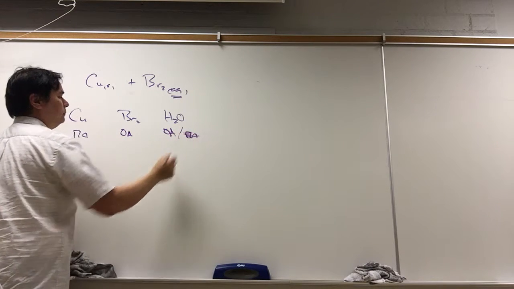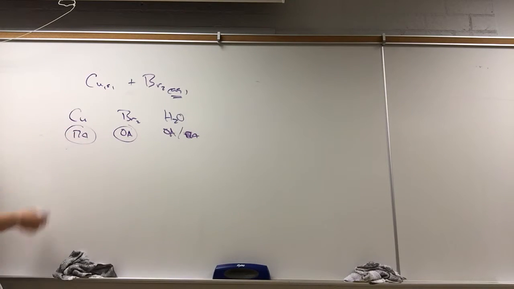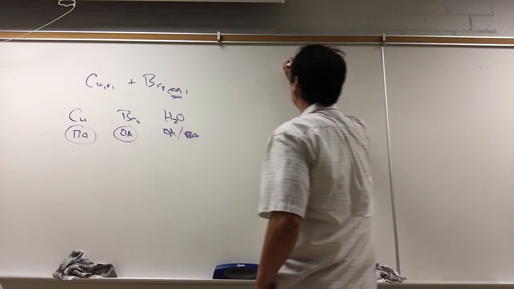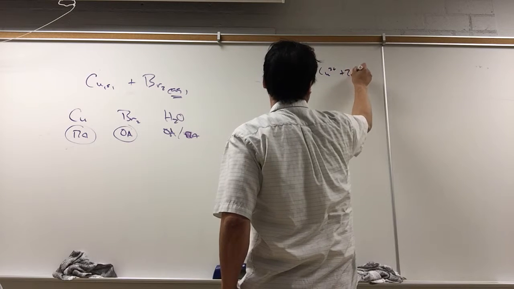Water is both. And so we pick the strongest oxidizer, bromine, and the strongest reducer, copper. So the reaction is between copper and bromine. And so we look at the chart. Copper solid goes to copper 2 plus 2 electrons.